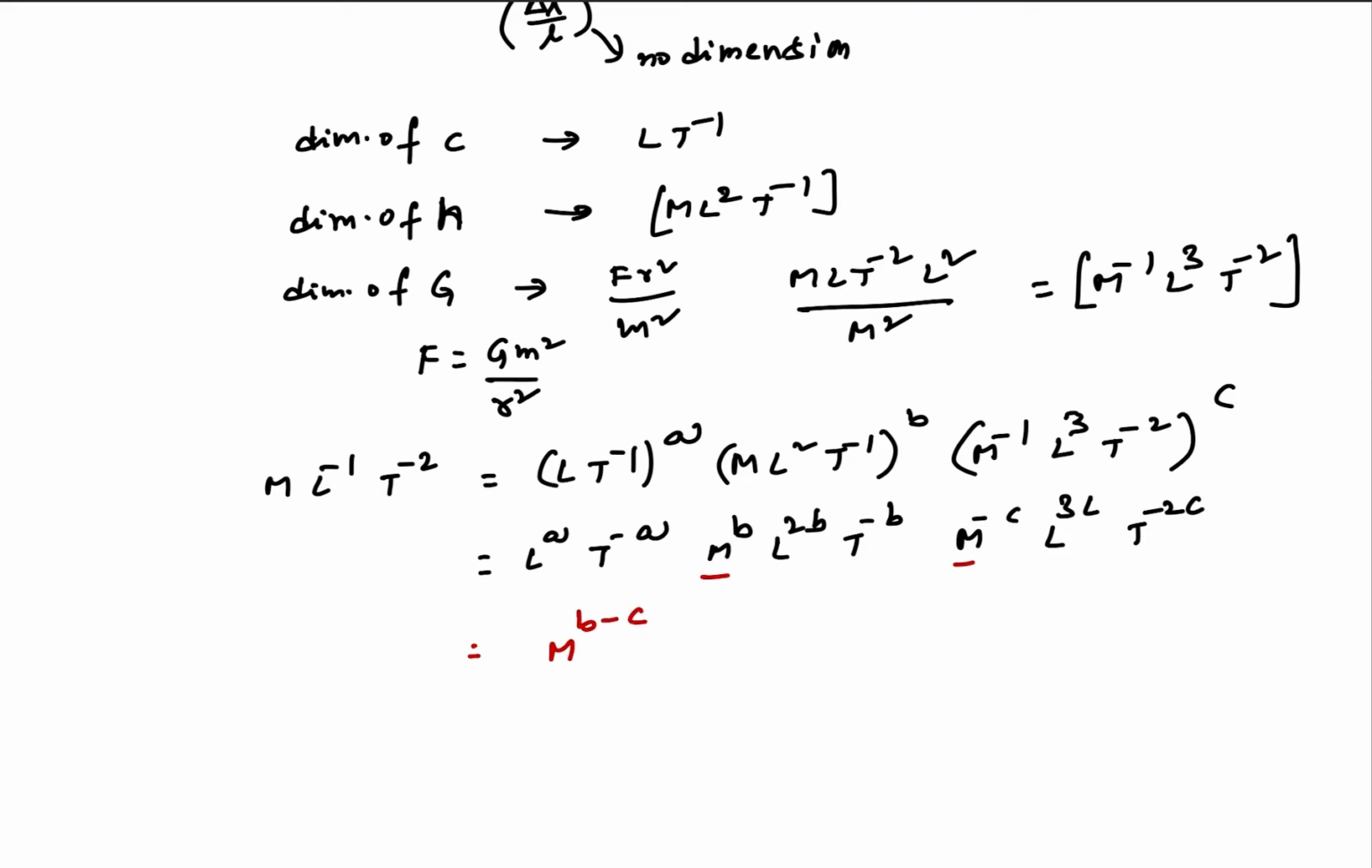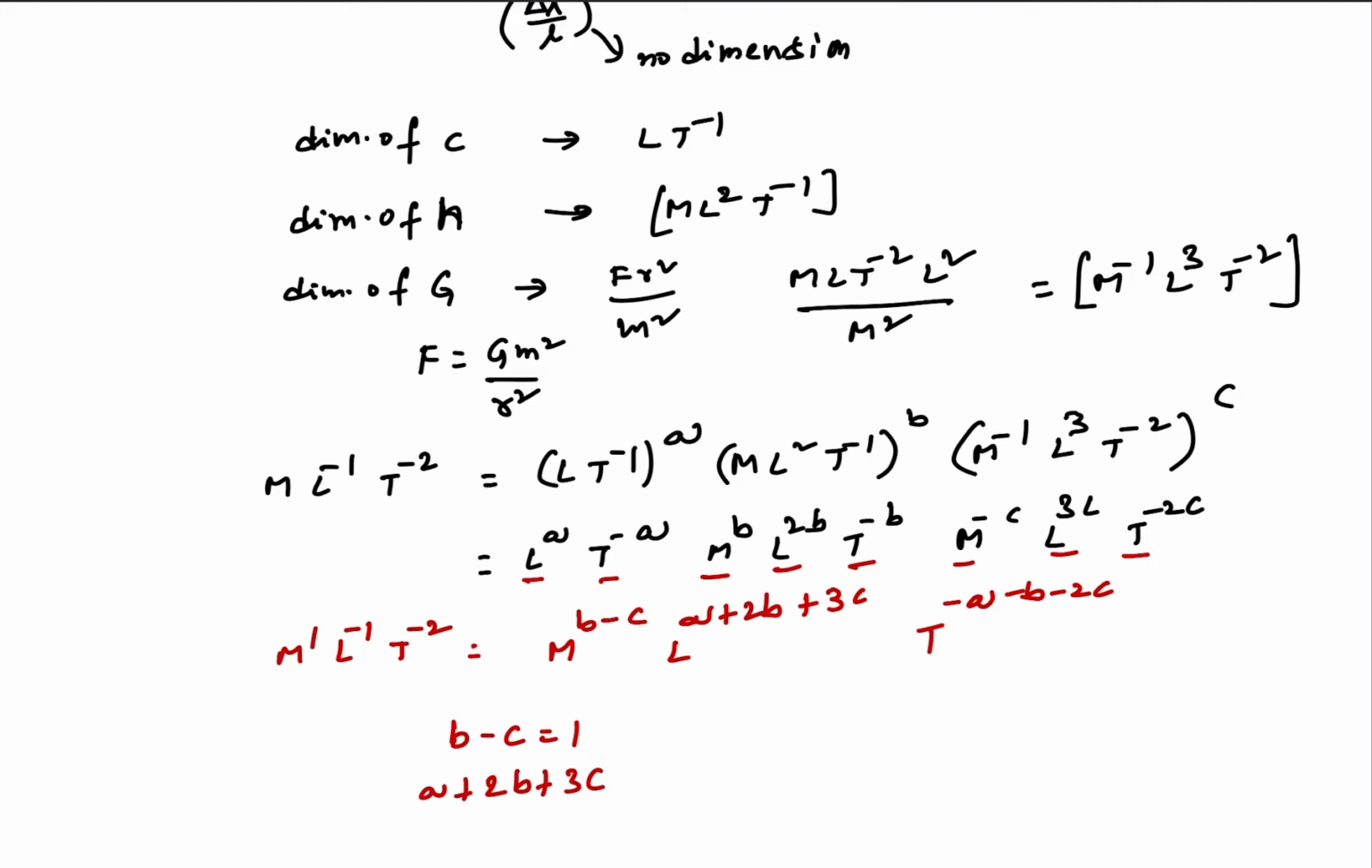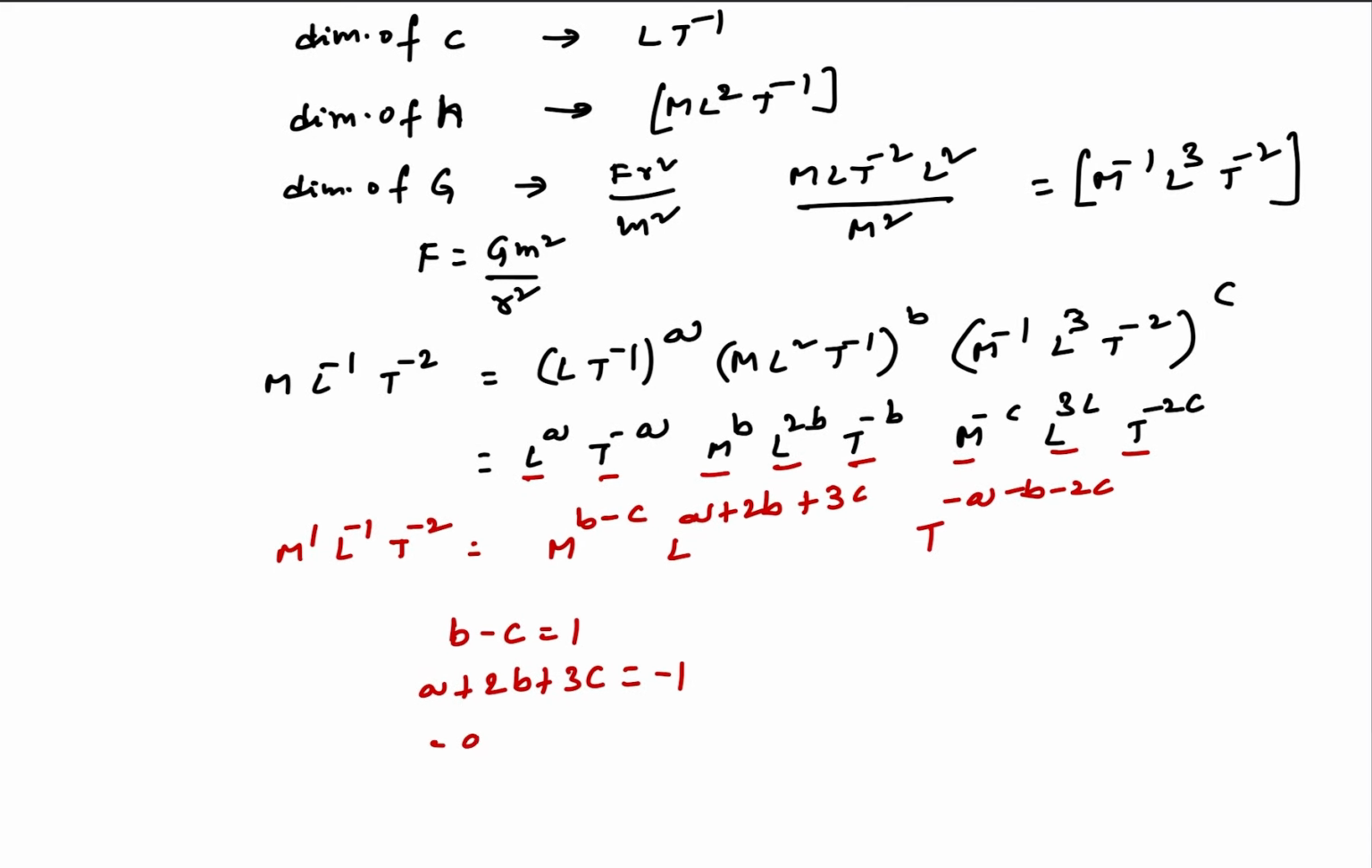First you write one by one what the M powers are. M power B minus C. Next L powers. L power first one A, second one is plus 2B, third one is plus 3C. Next T powers: minus A, next minus B and minus 2C. On the left side you can see M power 1, L power minus 1, T power minus 2. Equate powers of the same base. B minus C is equal to 1, A plus 2B plus 3C is equal to minus 1. Last one is minus A minus B minus 2C is equal to minus 2.